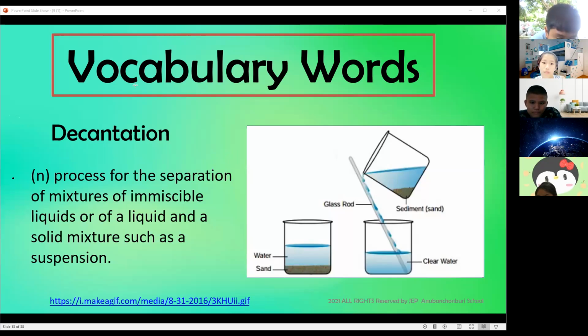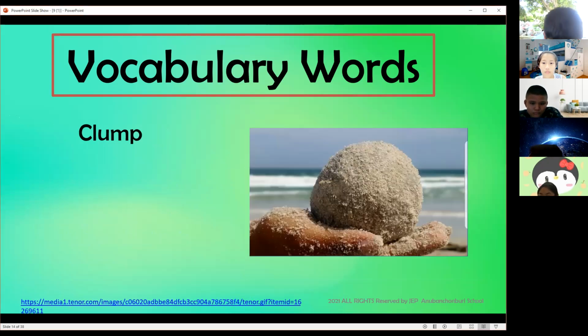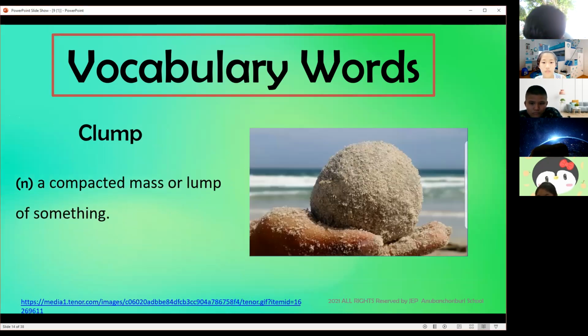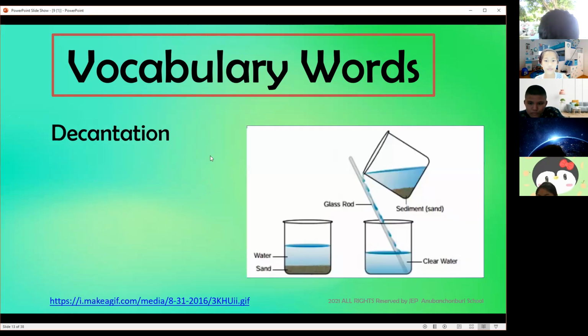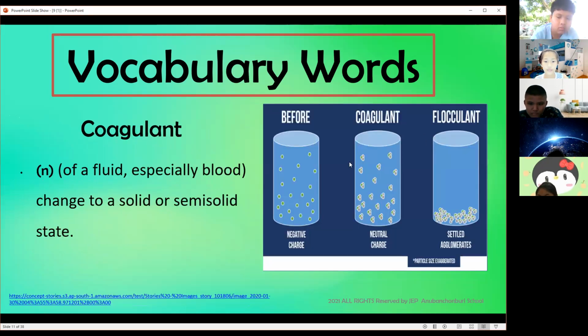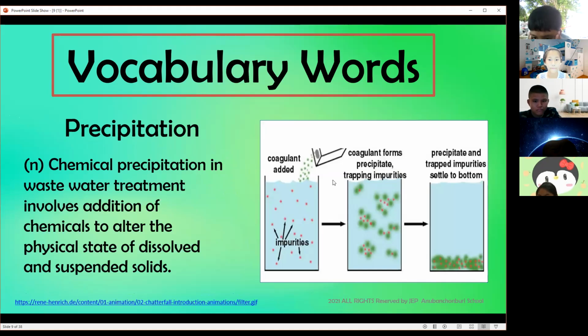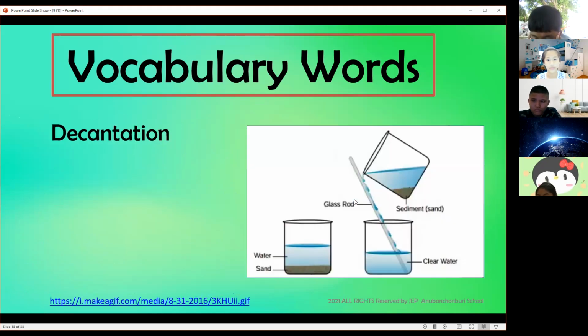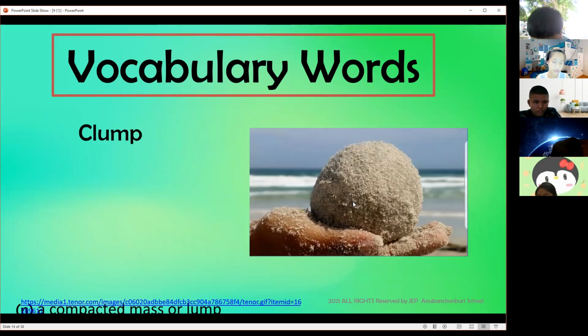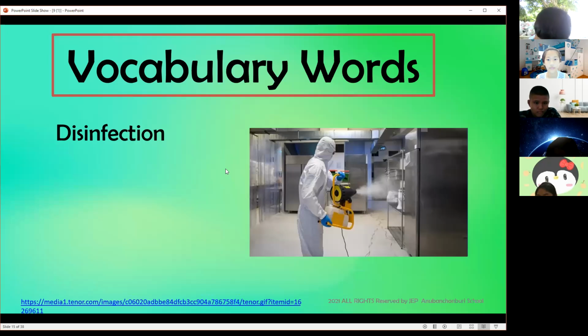The next word here is clamp. A compacted mass or lump of something. So this one is a clamp of sand. But based on our example here, these are the clamp of dirt. Clamp of dirt, that you can see here in our examples earlier. Clamp.